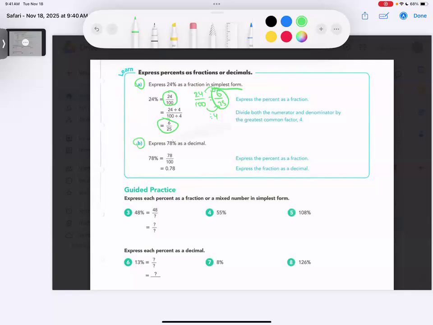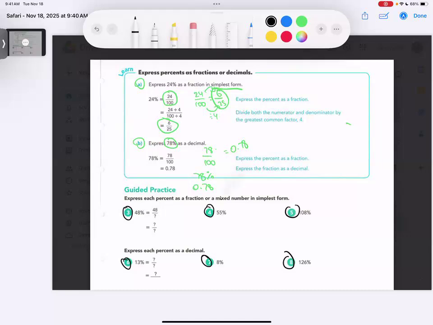B, express 78% as a decimal. Well, 78% is just 78 over 100. 78 hundredths is 0.78. Or if I had 78%, this is basically the same as writing 78 cents, which would be 0.78. Two different ways to figure out your decimal there, okay? So I'm going to quickly run you through 3, 4, 5, 6, 7, and 8. And then I'll get to some of that homework help as well, okay, guys? So let's have a look.